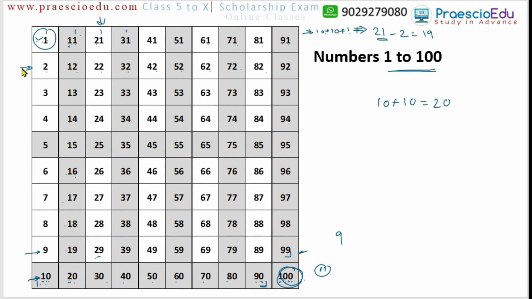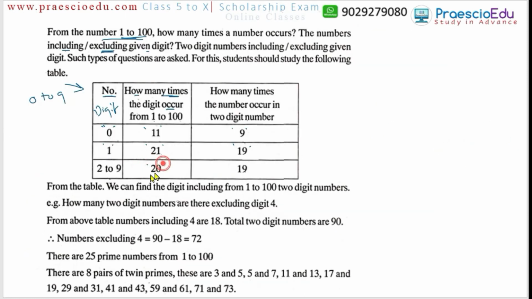And the same criteria, same as for the 2, it's the same for the 3, 4, 5, 6, 7, 8 and 9. Okay, so we can say digits 2 to 9 occur 20 times from 1 to 100. Okay, so this is the same as mentioned here, 20 times.